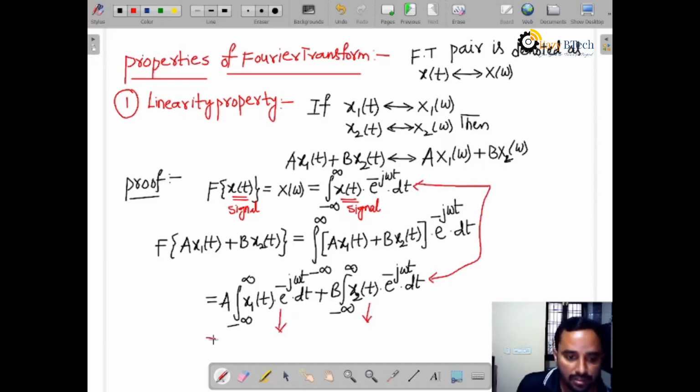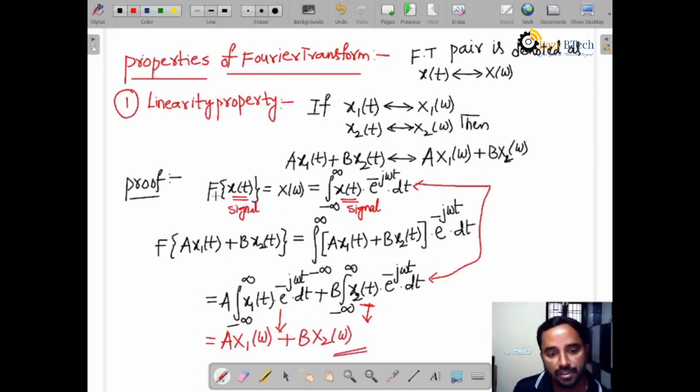So the answer is now a times the Fourier transform of x1 of t, therefore capital X1 of omega, plus b times the Fourier transform of x2 of t, therefore capital X2 of omega. Very, very simple proof. If you know the Fourier transform formula and understand it well, you can do proofs easily. So this is the linearity property, the first one, right?